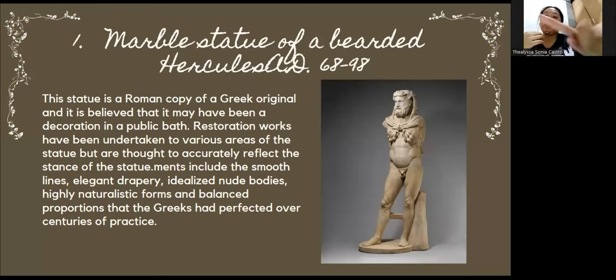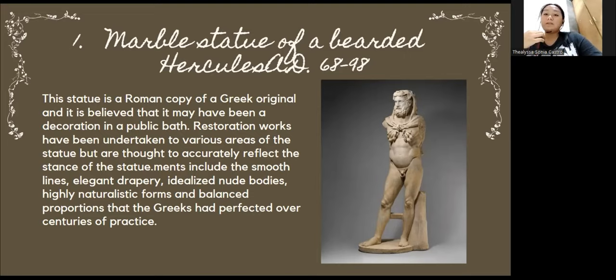First one, we have the marble statue of Bearded Hercules. This statue is a Roman copy of a Greek original, and it is believed that it may have been a decoration in a public bath. Restoration works have been undertaken to various areas of the statue, but are thought to accurately reflect the stance of the statue.